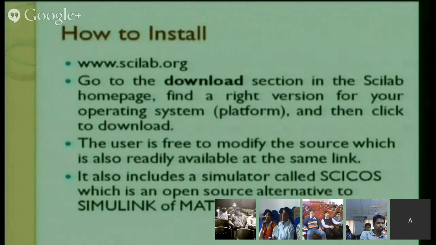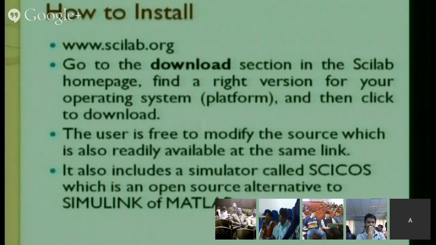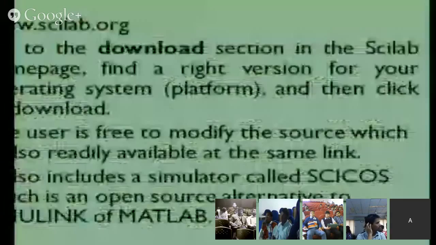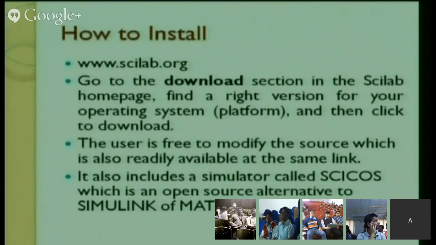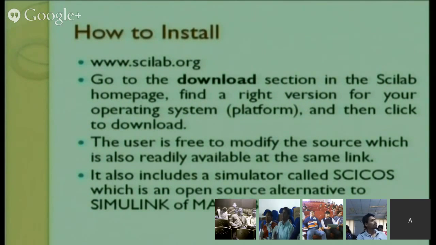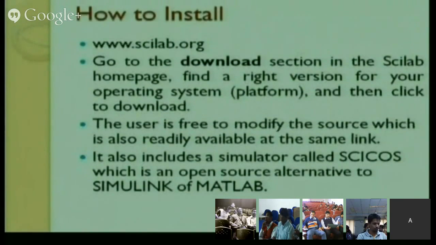One can install it from the Sci Lab homepage, that is scilab.org. Go to the download section on the homepage and find the right version of the software according to the operating system, whether Windows 32 bits or Windows 64 bits, and it is also available for Linux. The source code is also available on the same link. Similar to MATLAB Simulink, SciCos is also there, where blocks can be formed to make a hardware module.